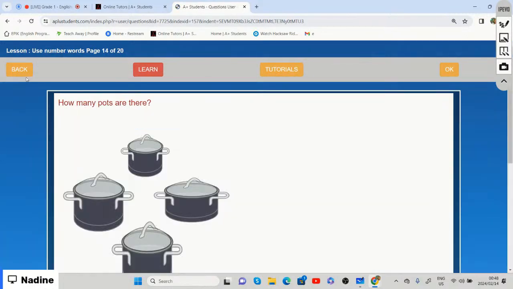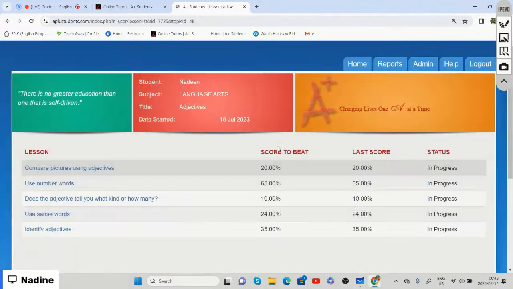All right. So this is now the end of our lesson, grade 1 on adjectives. And we said adjectives tell us more about the person, animal, place, or thing, or we can say it describes the person, place, animal, or thing. We have adjectives that tell us how many, and adjectives that also tell us what kind.